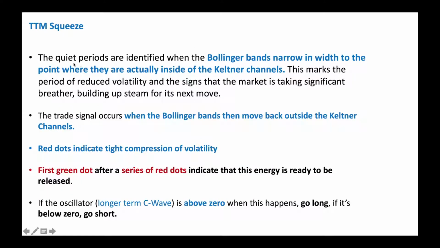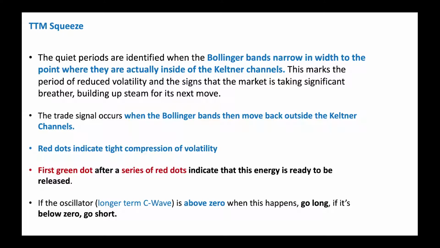The quiet periods are identified when Bollinger Bands narrow in width to a point where they're actually inside the Keltner channels. This marks a period of reduced volatility and signs the market is taking a significant breather, building up steam for the next move. So this quiet period is very important. You've got to take some action during this quiet period because next there will be a big move up or down. And a trade signal occurs when Bollinger Bands move back outside the Keltner channel.